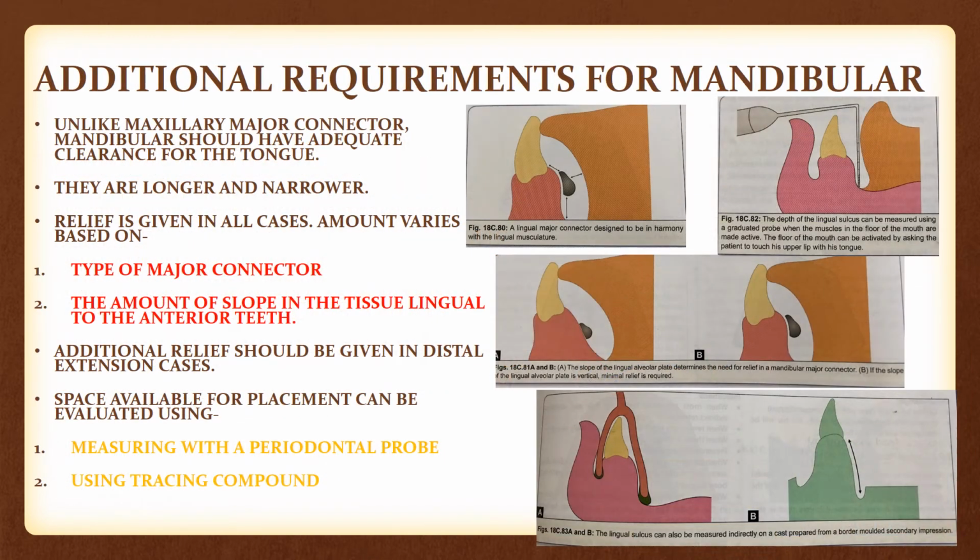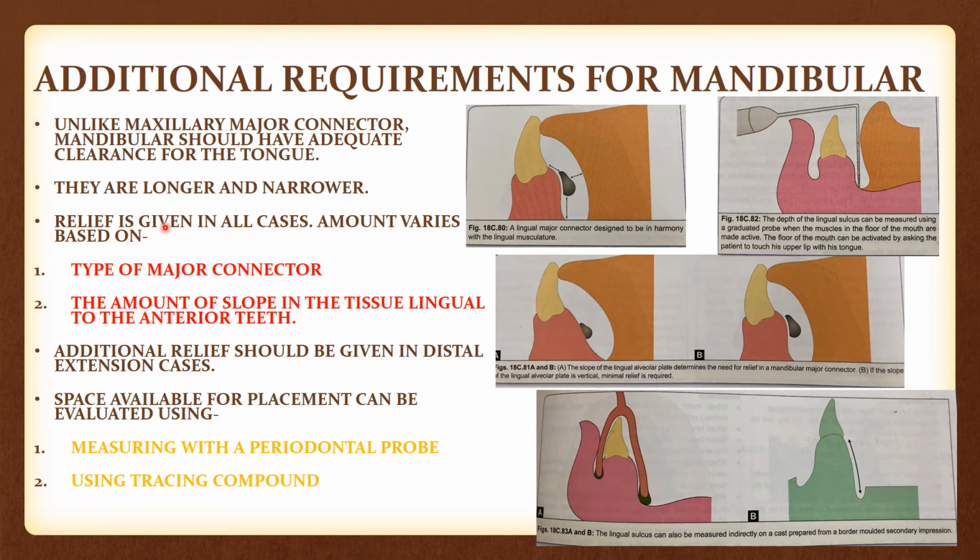Now the additional requirements for the mandibular major connector. Unlike the maxillary major connector, the mandibular major connector should have adequate clearance for the tongue. As you know, when you're designing this mandibular one, there's this tongue. So there should be adequate clearance provided for the tongue in mandibular major connectors. So they are fabricated using the following design concepts.